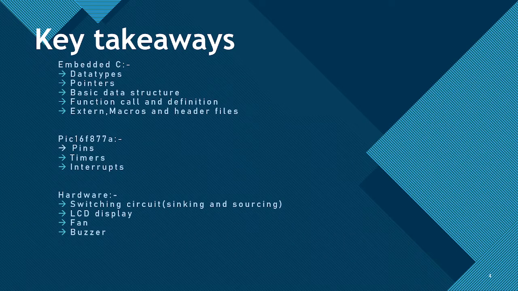The key takeaway from this internship can be divided into three categories, that is your embedded C, PIC16F877A and the hardware. In embedded C, we have covered the basics of data structures, data types, pointers, function call and definition, macros, and header file. In PIC16F877A microcontroller, we have tried to understand the number of pins, some of its functionality, about the timers and its register, interrupts and its register. In hardware, we have covered LCD display, fan, and buzzer, and how to handle them along with the microcontroller.